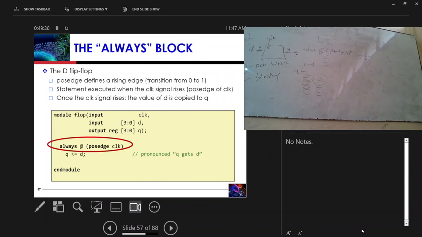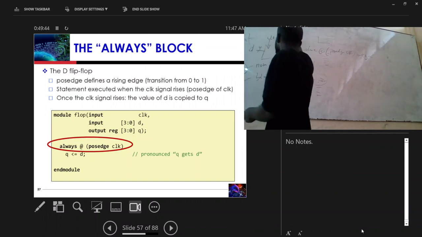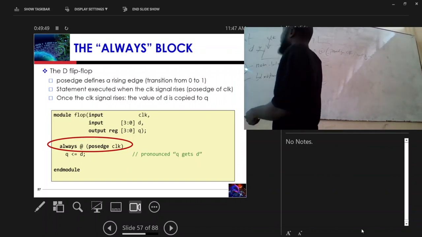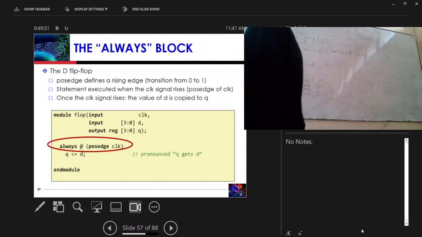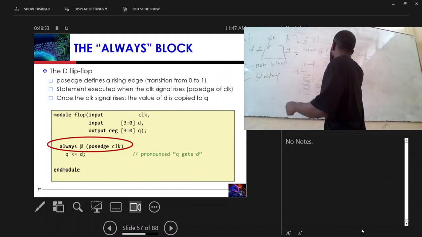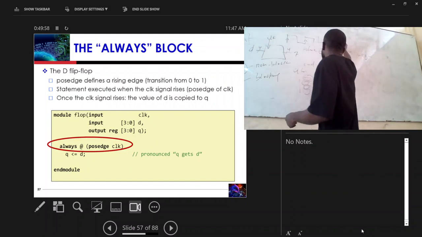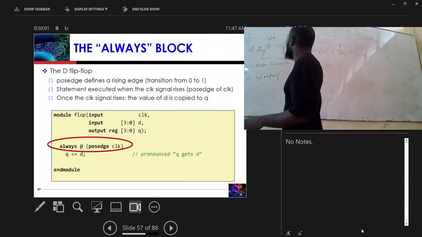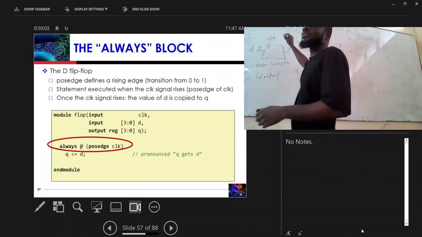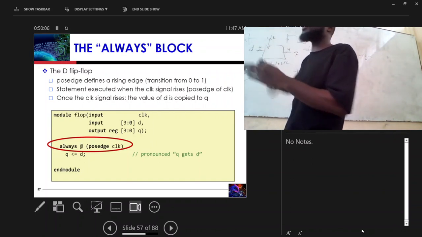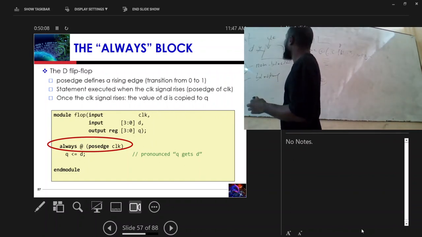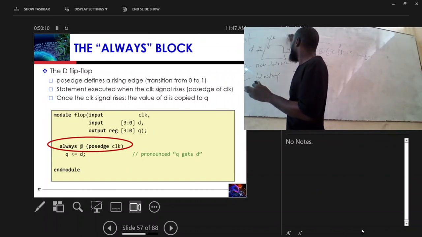You said what? Now, the use of always at positive edge means that it is only at this point. If you want to describe a latch, it's always at just clock. Why? Because once you say always at clock, it means that if clock is one, all of the time clock is one. Understood? But once we say always at positive edge of the clock, it's only at this point. If we say always at the clock, it's at this.